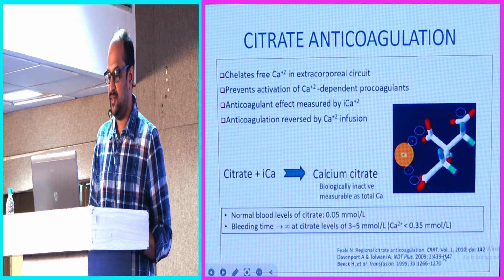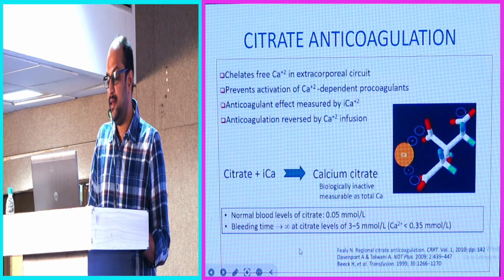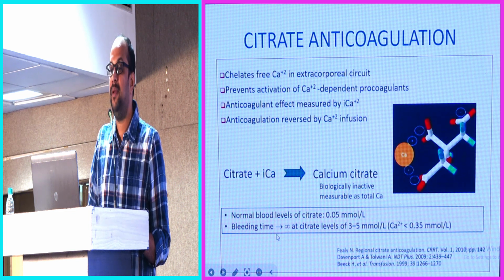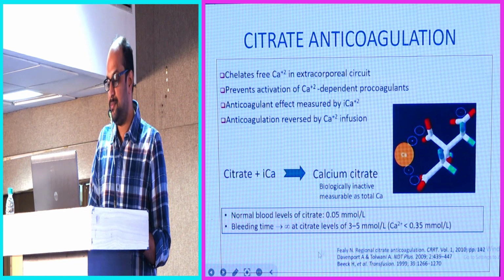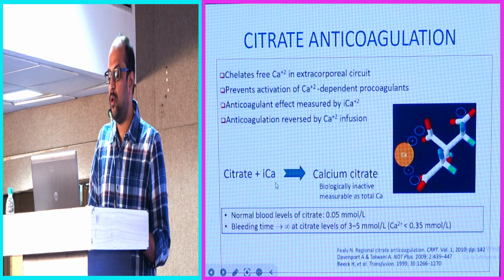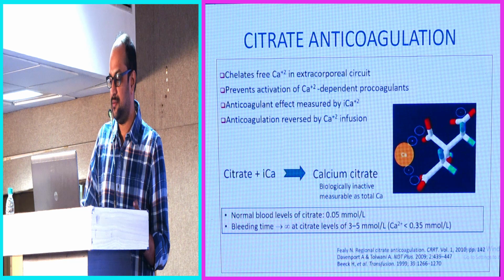Coming to the principle of citrate anticoagulation, this is the basic principle. Normally the blood contains 0.05 millimoles of citrate, and multiple studies have documented that if the blood citrate level is increased to 3 to 5 millimoles per liter, or if you can decrease the ionized calcium to less than 0.35 millimoles per liter, the bleeding time will be infinity. Based on this principle, citrate anticoagulation was first started. The principle is simple: as I said, if we give citrate, it will bind to the ionized calcium in the circuit and make the calcium unavailable for coagulation.